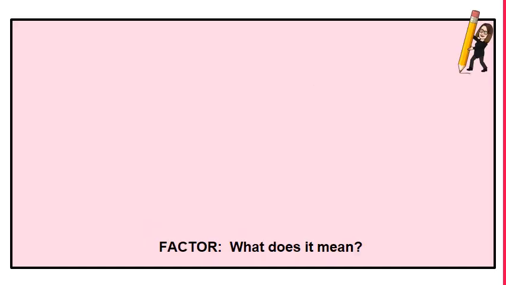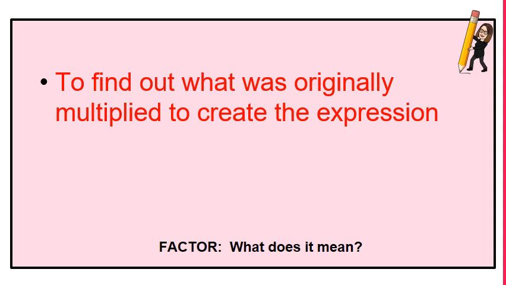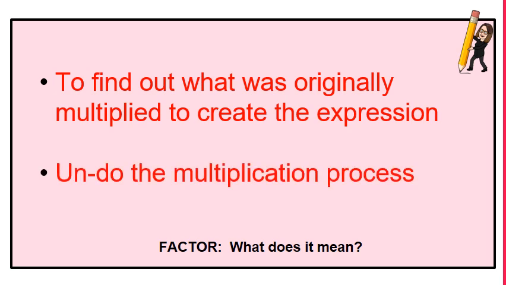All right, let's talk about factor. What does it mean? So open to where you see this title factor. It means to find out what was originally multiplied to create the expression. So essentially, if I was to really abbreviate it, we're undoing the multiplication process.